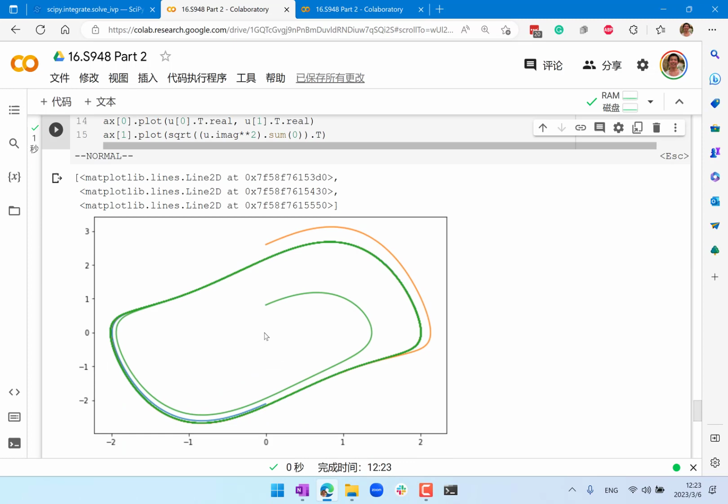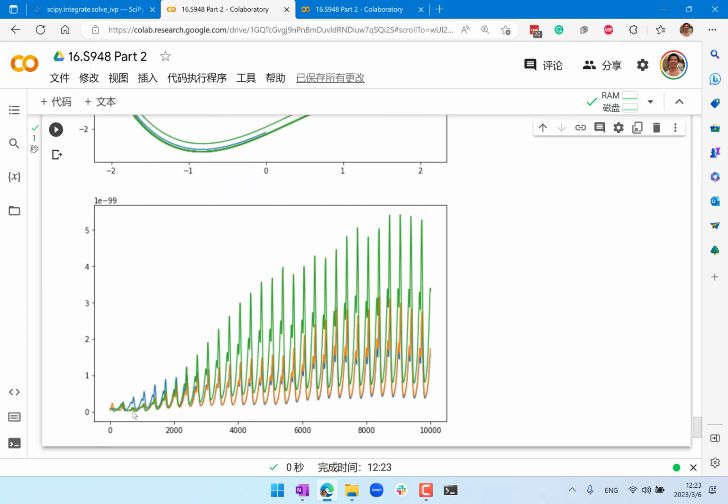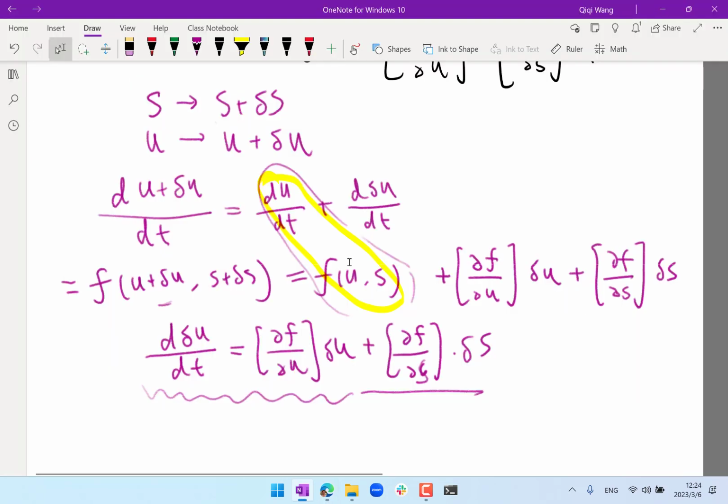So the solution looks the same, but this is now the magnitude of the perturbation. We no longer see an oscillation that doesn't grow on average in magnitude, but we see an oscillation that actually amplifies as time increases. So this actually has an important consequence, particularly in analyzing the sensitivity of a time average.